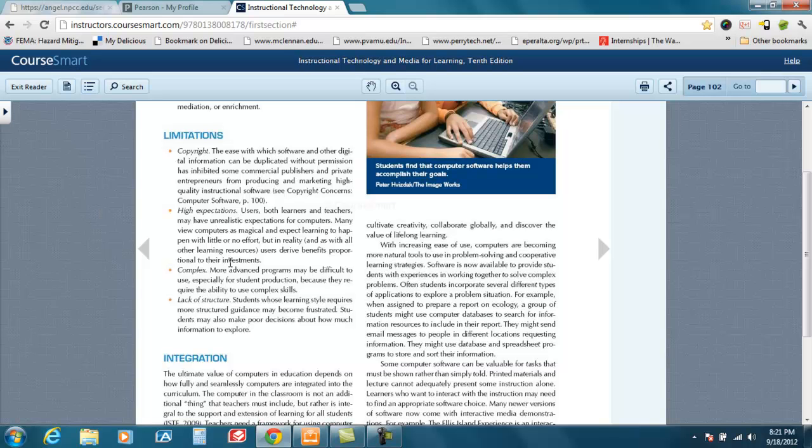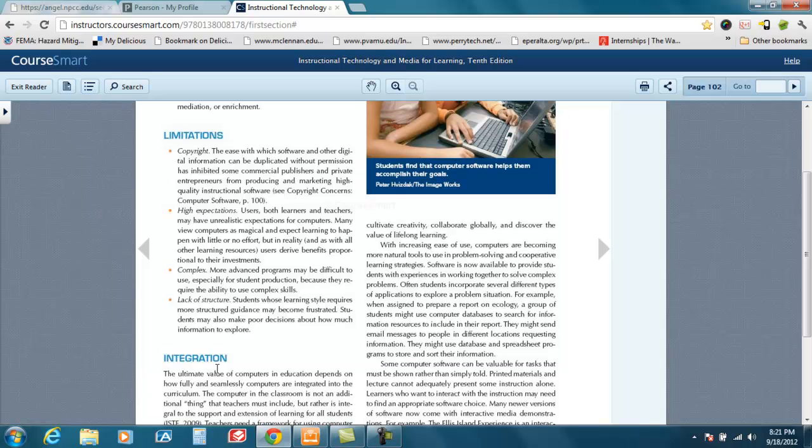And then also, there is a lack of structure. Students whose learning style requires that more structured guidance can often be frustrated when using computer resources. Sometimes they make poor decisions about how to explore information on the computer.